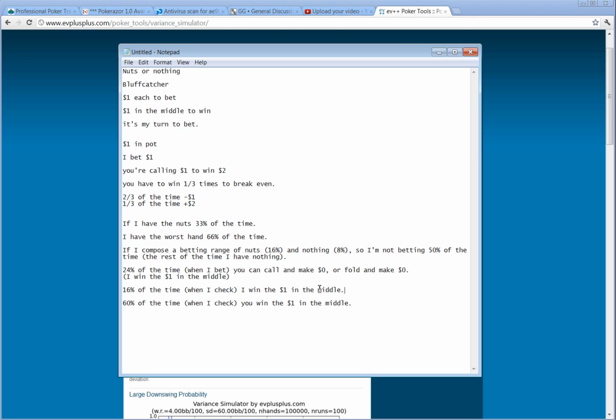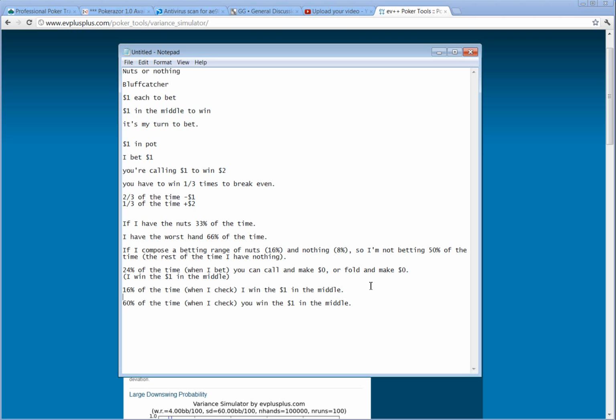So failing to value bet as much as you can when you have the best hand is again hampering your ability to win. We're at a situation now where I'm winning $1 40% of the time, my opponent's winning $1 60% of the time. And I'm still doing better than I would be if I never bet, because I only have the best hand 33% of the time, remember, so winning 40% you may think sounds pretty good. But clearly I'm doing worse than I could be if I was playing a proper balanced style.